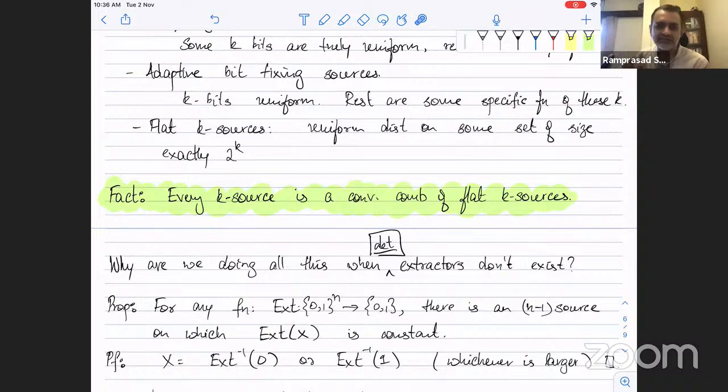We had a slightly different version, which I said I will give in the problem set. But if you're okay with just dealing with k-sources, this gives an absolutely trivial argument to say that, if I'm allowed to pick a k-source, an (n-1)-source, then I can just kill any deterministic extractor. You give me a deterministic extractor, I will find a suitable k-source on which this extractor is just a constant. So it fails as badly as you could ask for.